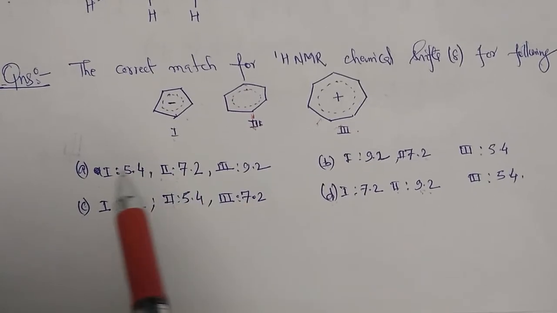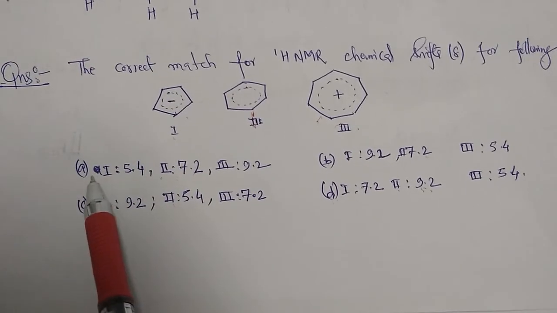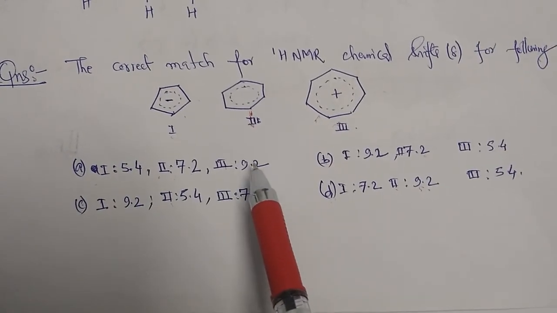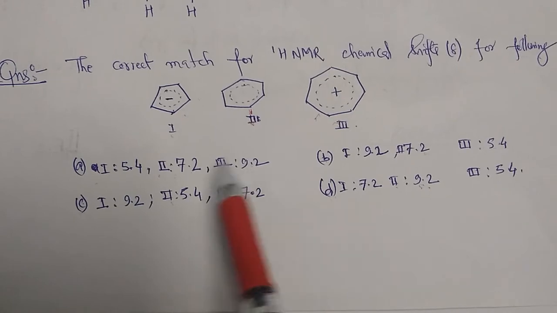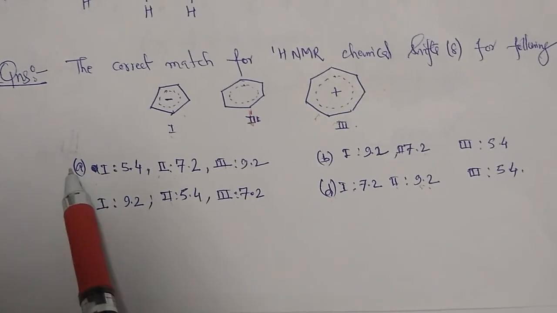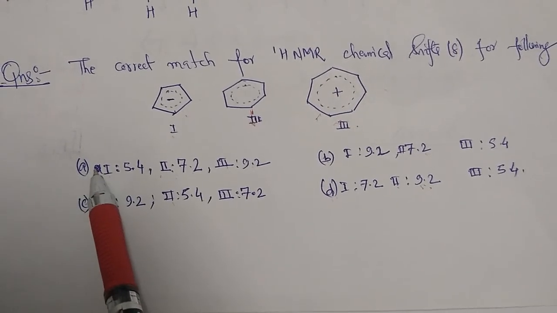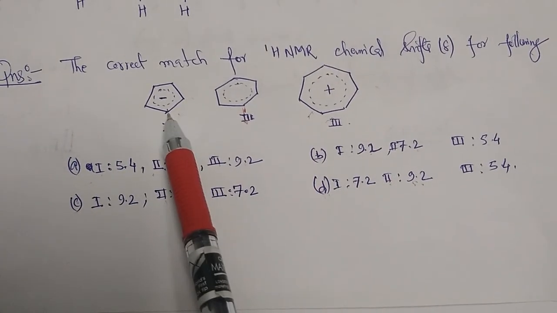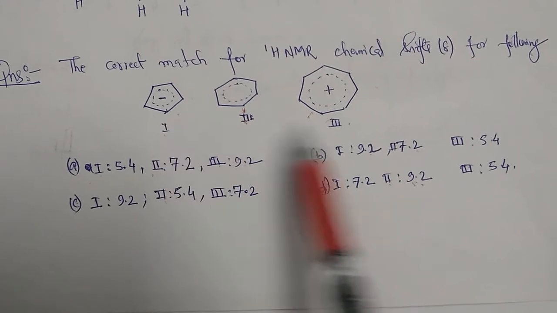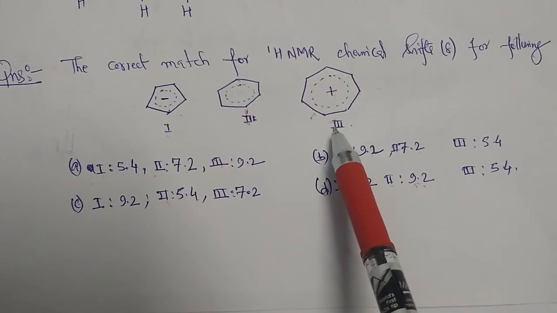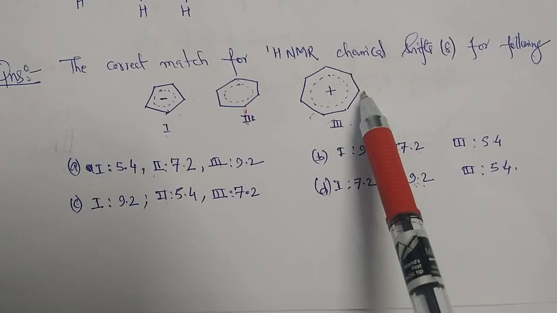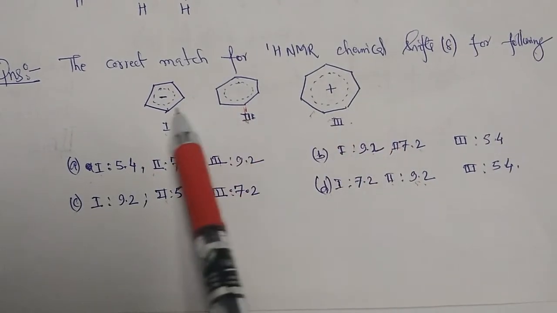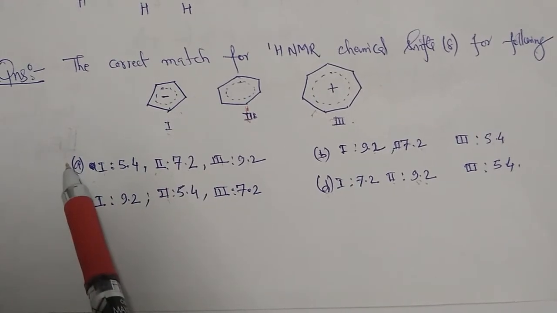So now consider options A and B. Option A has 5.4 for 1 and 9.2 for 3, so 3 has a chemical shift higher than that of 1. So option A may be the possible answer, but let us see option B. It is 9.2 for figure number 1 and 5.4 for figure number 3, which is not possible, as we have already discussed that figure number 3 will have a higher chemical shift than 1. So option A will be the correct answer.